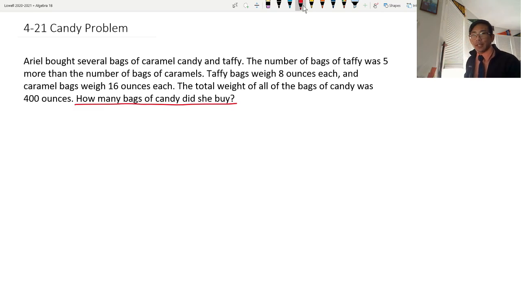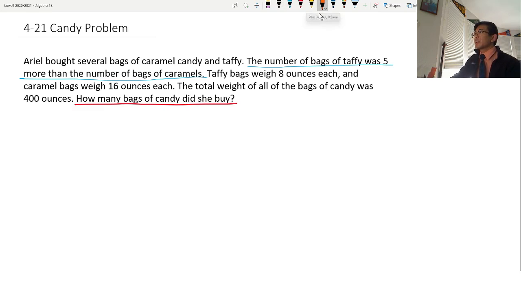Whenever you see problems like this, it's usually somewhat clear what your equations are going to represent. Take a look at this second sentence, and I'm going to underline it in light blue. The number of bags of taffy is 5 more than the number of bags of caramels. That sentence talks about just the number of bags, nothing particular about the bags, just how many there are.